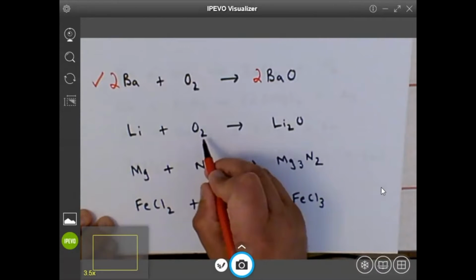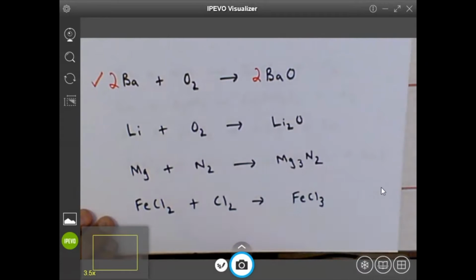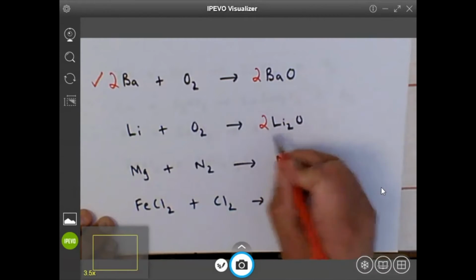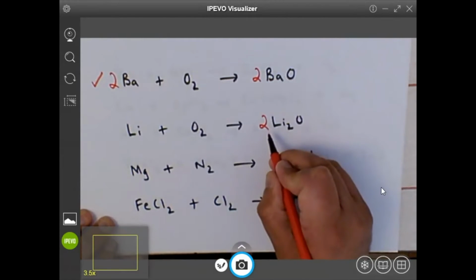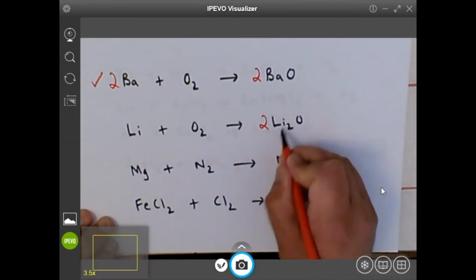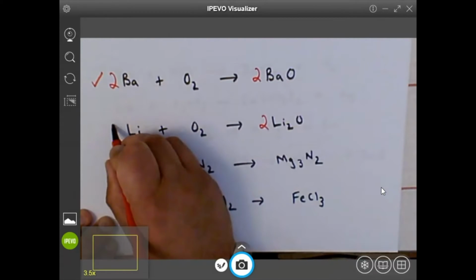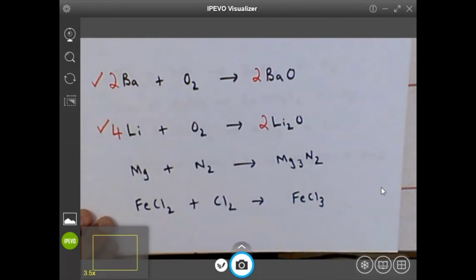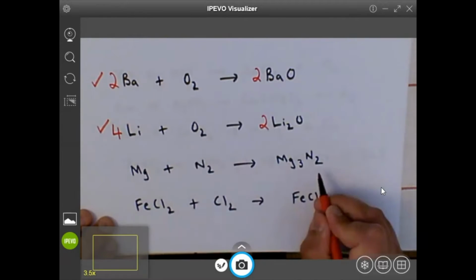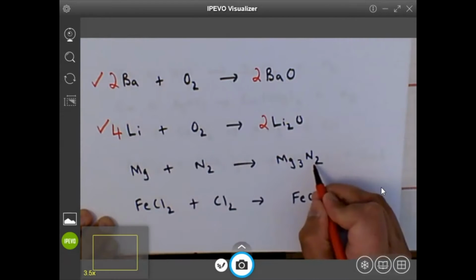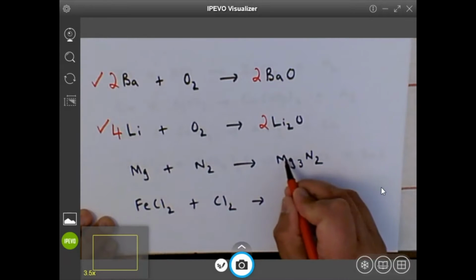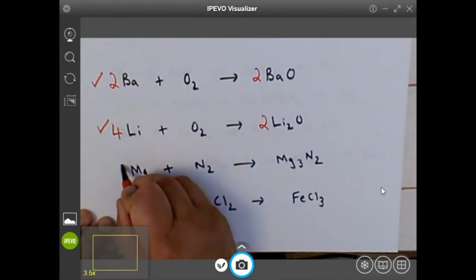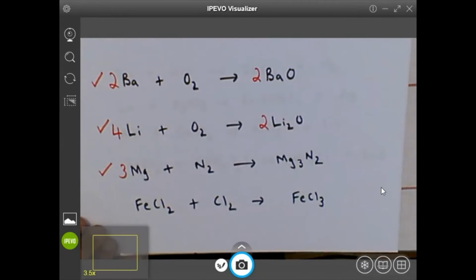Let's look at this one down here. So we've got 2 oxygens here, only 1 oxygen there. So if I put a 2 there, now the oxygens are balanced. Now I have to look here, I've got 2 2s, 4 lithiums here. So I need to put a 4 here to make that balanced, and that is fine. Let's look at this next one. I've got 2 nitrogens here, 2 nitrogens there. I've got 3 magnesiums, so I need to put a 3 there, and that's balanced.